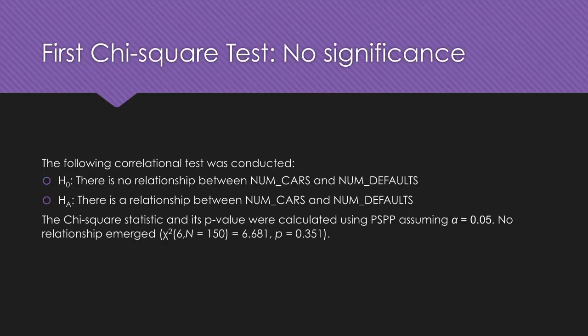In the first test, we found there was no significance. The null hypothesis here was that there's no relationship between the number of cars and the number of defaults. The alternative is that there's a relationship between the number of cars and the number of defaults. The chi-square statistic and its p-value were calculated using our software, assuming alpha was equal to 0.05, and no relationship emerged. Chi-square with n equals 150 was 6.681 and p was 0.351.